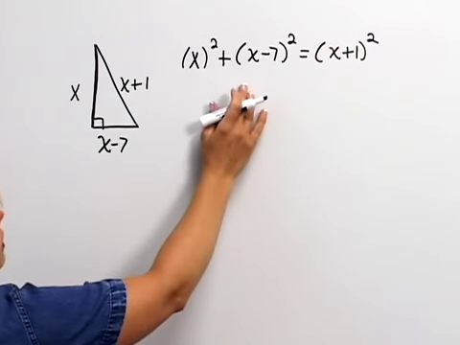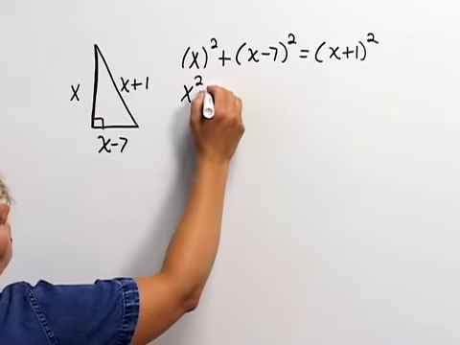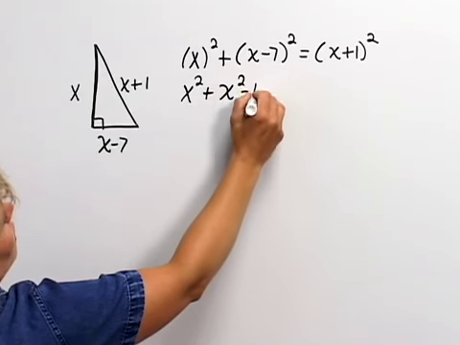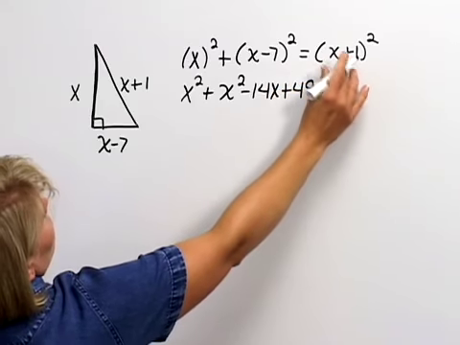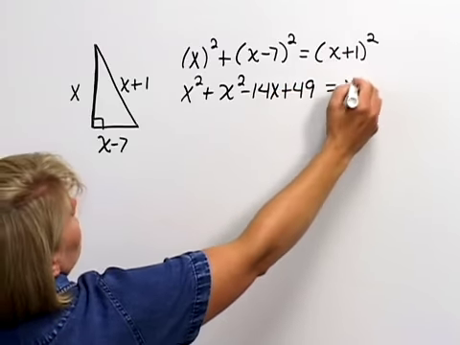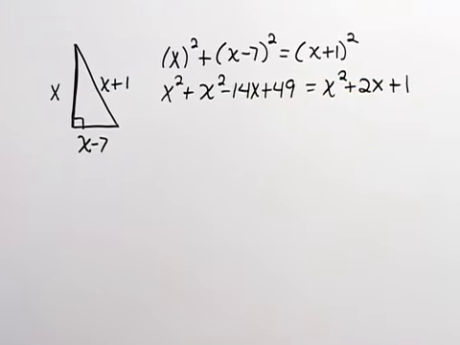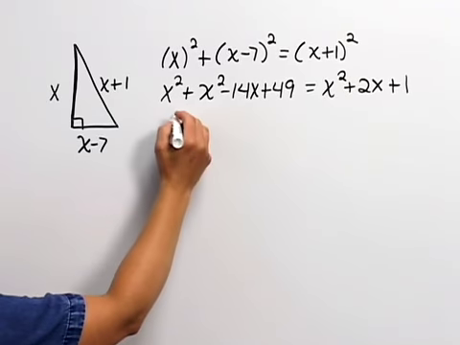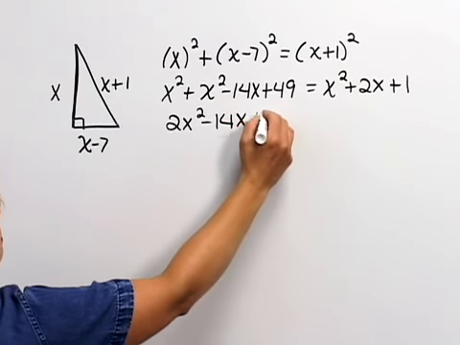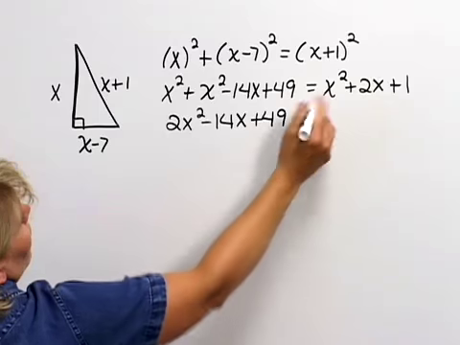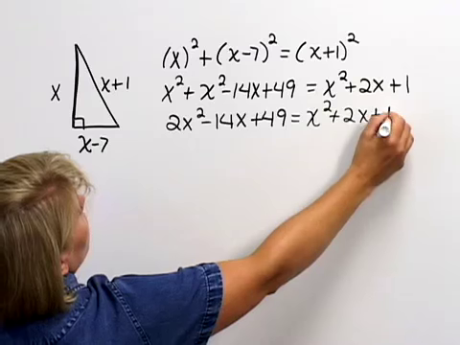Now, if we simplify, we can solve. So x squared is x squared. If you square this quantity, you will get x squared minus 14x plus 49. If you square that quantity, you'll get x squared plus 2x plus 1. We can simplify this side of our equation to 2x squared minus 14x plus 49, and that will equal x squared plus 2x plus 1.